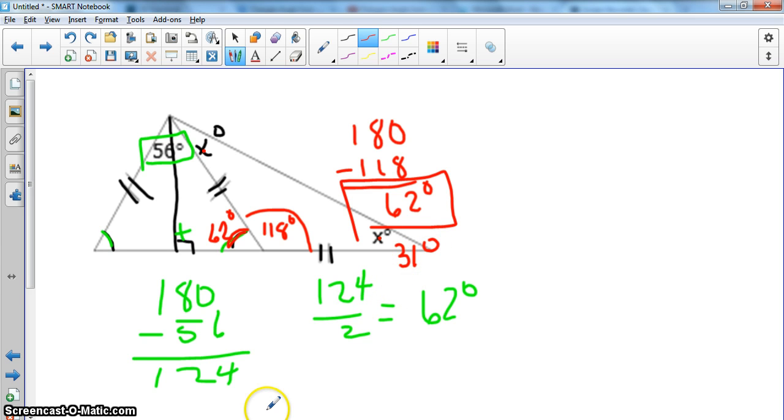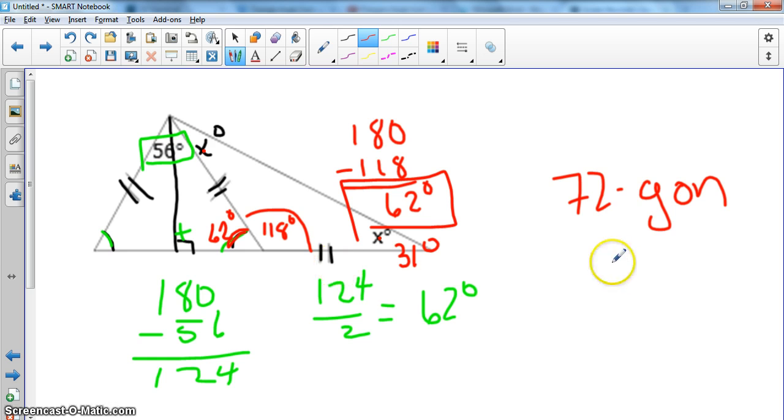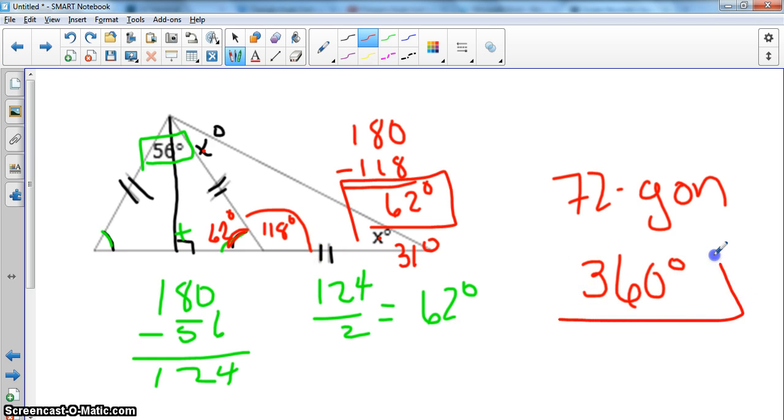Okay? So those are just a couple problems that I want you to be able to do and see if you can find some missing angle measures based off of some exterior angles that we may know. And remember too that if you have a 72-gon, right? 72 sides in some shape. If we add up all the exterior angles in it, remember they're always going to add up to the same sum, 360 degrees. Okay?